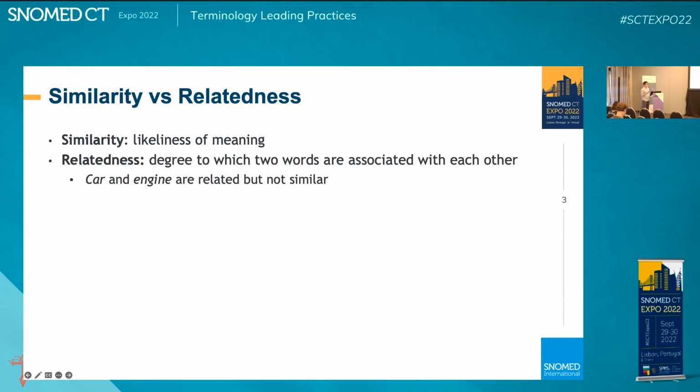So before we move on, we need to address the difference between similarity and relatedness. Similarity refers to the likeness of meaning, whereas relatedness refers to the degree to which two words are associated with each other. So for example, car and engine are not similar because a car is not an engine or vice versa, but car and engine are related because an engine is a part of a car.